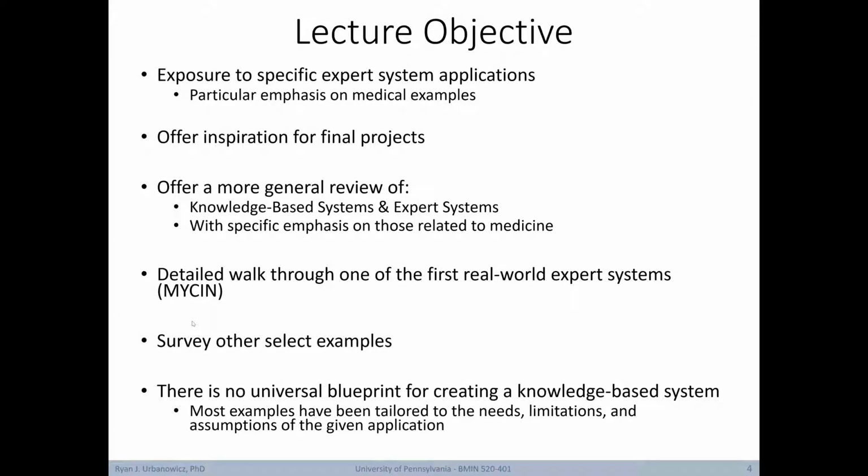Moving into this lecture, it's important to rehash the notion that there's no universal blueprint for creating a knowledge-based system. Most of these examples have been tailored to the needs, limitations, and assumptions of that given application.